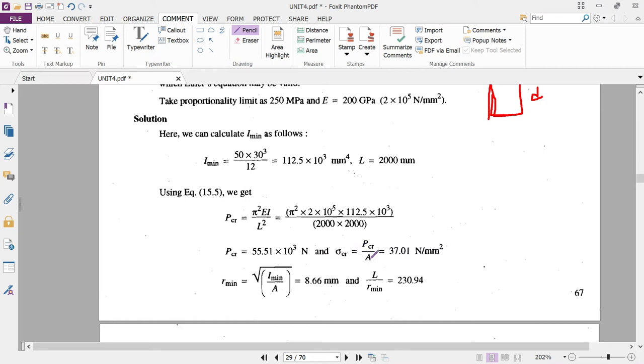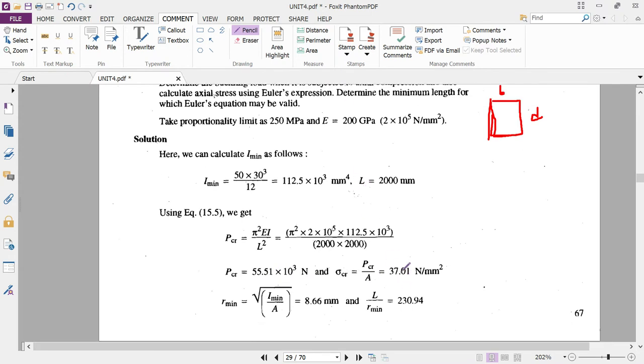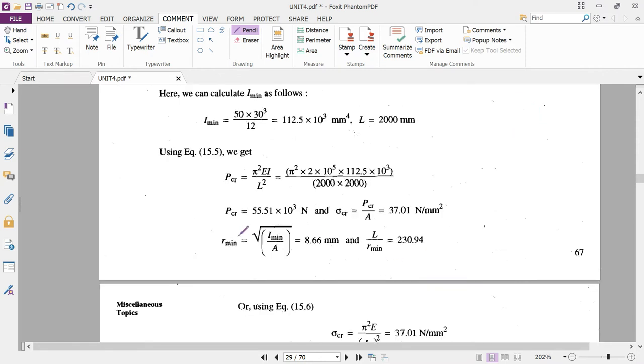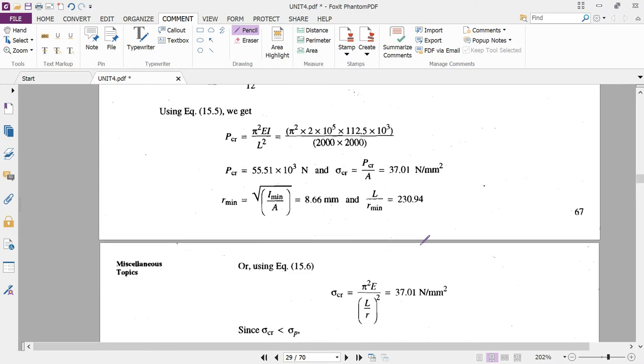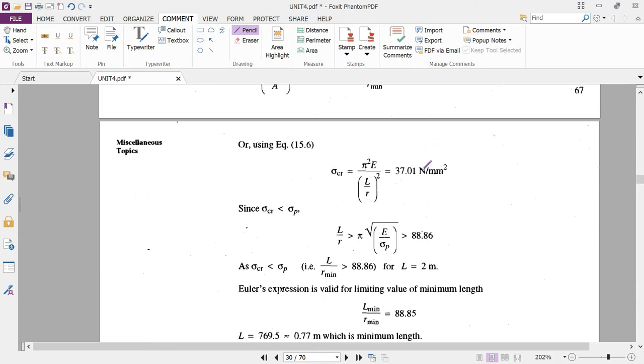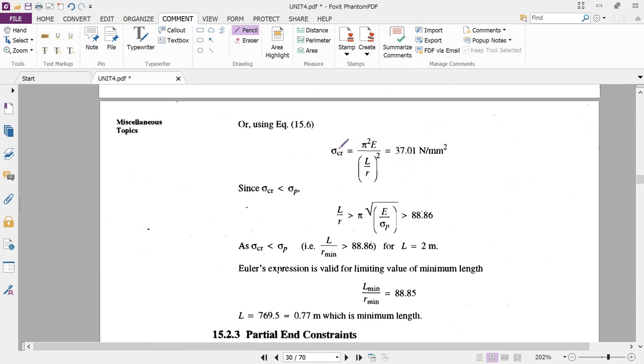And sigma CR is equal to, when we calculate the stress, we know that stress is equal to load upon area. So P is 55.51, area of the cross section is 30 by 50, so you will get the answer as 37.01. Here the R minimum, that is radius of gyration, is equal to square root of I minimum by A, that is 8.66, and L by R minimum is 230.94. So by using this equation the stress for the crippling load is pi square E divided by (L by R) square, that is equal to 37.01.